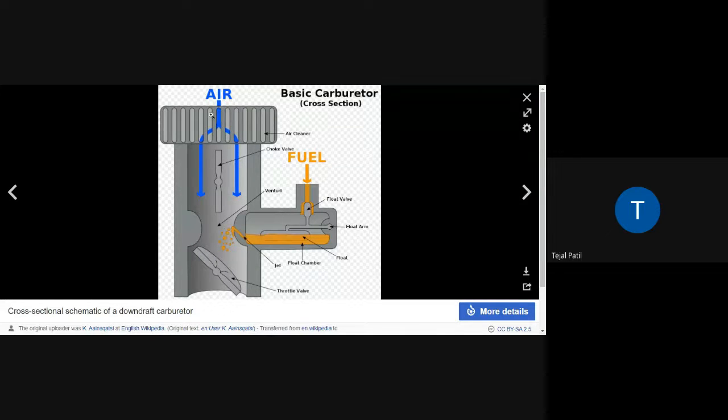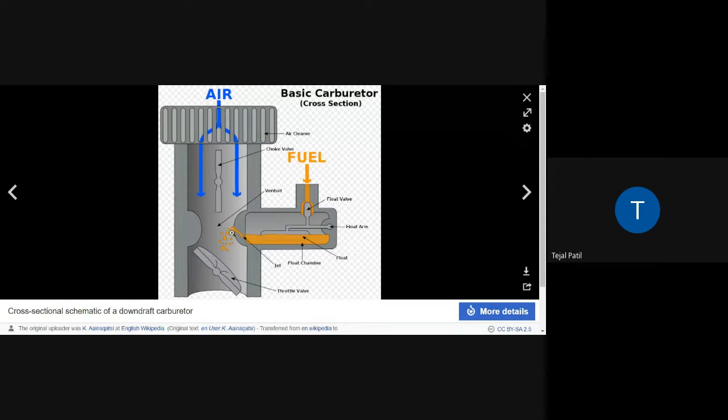In the carburetor, here is the inlet for the air, and this is the passage. In between that passage you will find a venturi, where suddenly the cross-sectional area decreases. When the cross-sectional area decreases, the kinetic energy increases and the pressure decreases. We have seen that in the nozzle also. So at the center, or the throat, of this venturi, the pressure decreases. Here you can see this is the fuel tank.